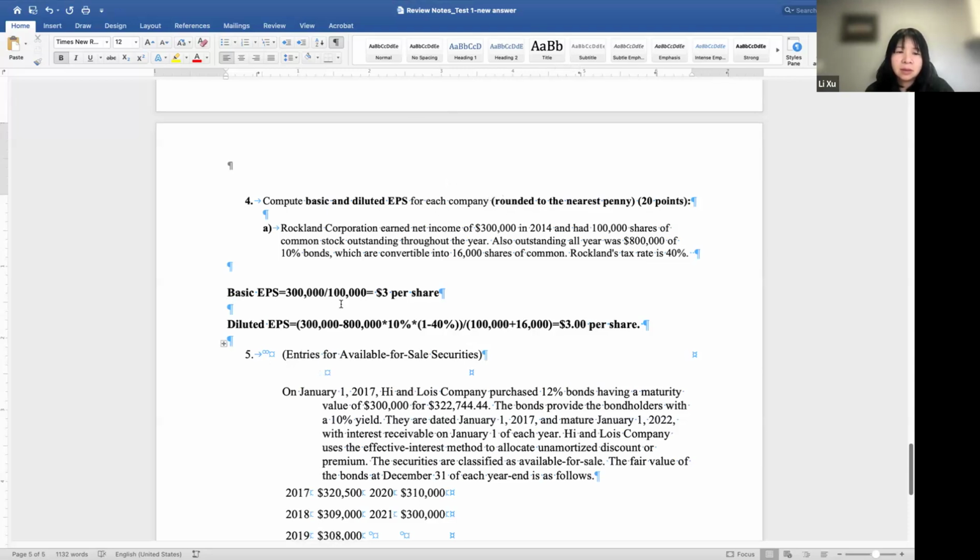Should it be, oh, did I? No, you're right, it should be added. That's a very good comment. So I should add, but the result is going to be the same. Any questions? You should actually add the interest because you don't need to pay it anymore. Good?